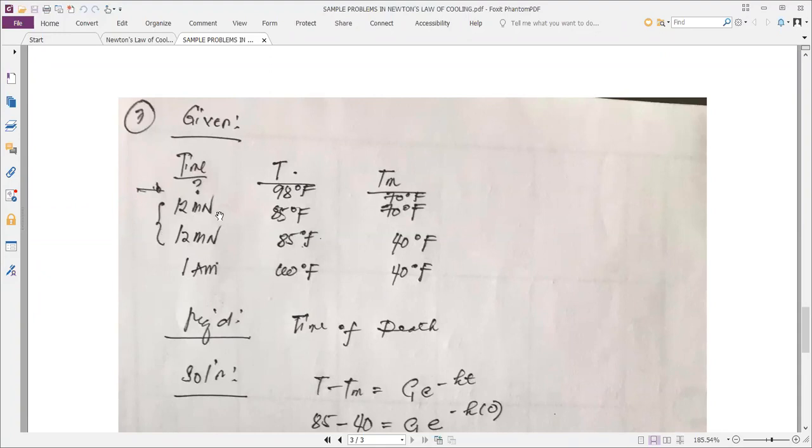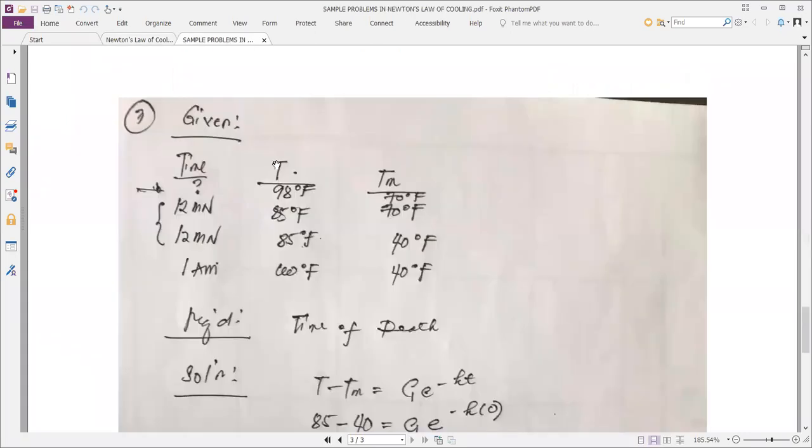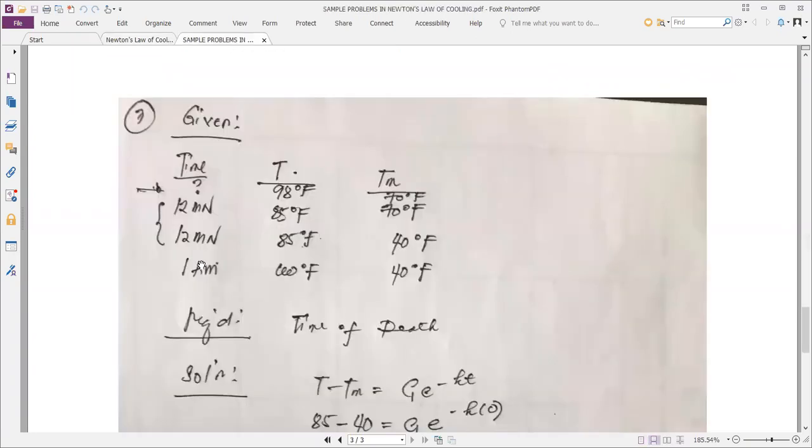You may wonder why it's still 12 midnight. It's because of the assumption: assumed instantly. The body was removed quickly, assumed instantly, to the morgue. It was placed in the morgue where the ambient temperature is 40. So now I have plotted here a temperature that is similar at 12 midnight, but this time the surrounding temperature is already 40. Then the problem says that after an hour, the body in the morgue registered 60. So after an hour from 12 midnight, that would be 1 a.m.